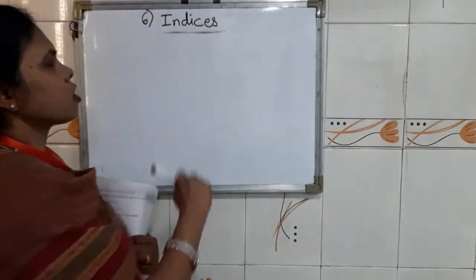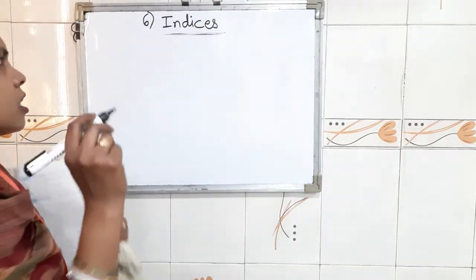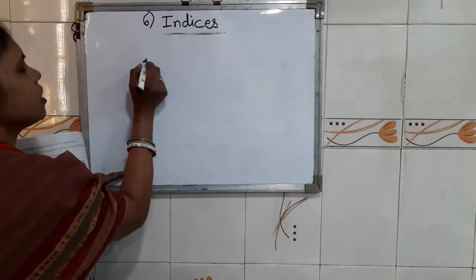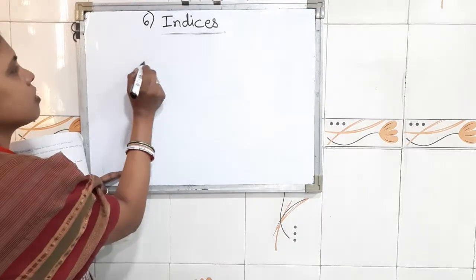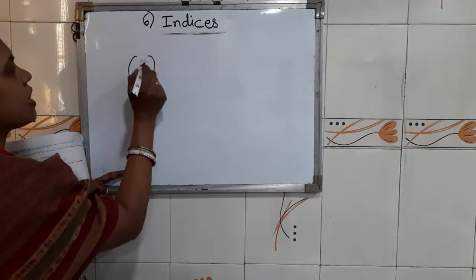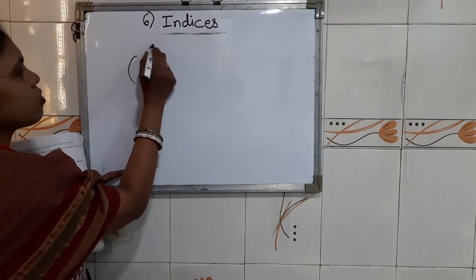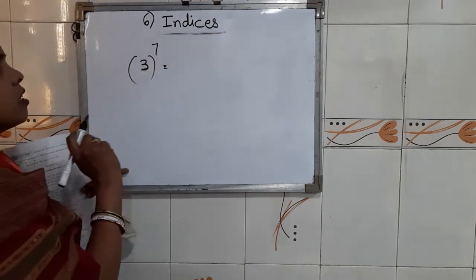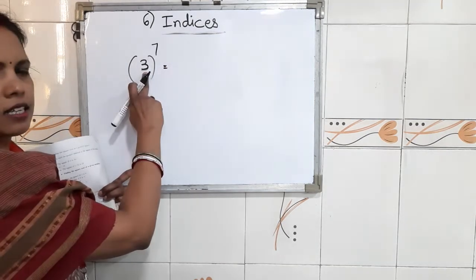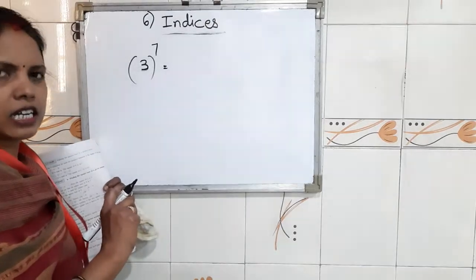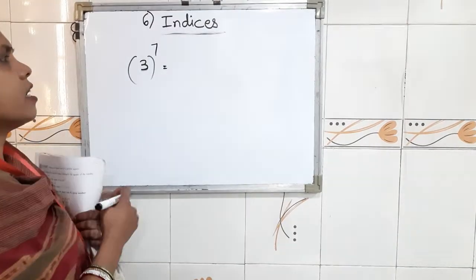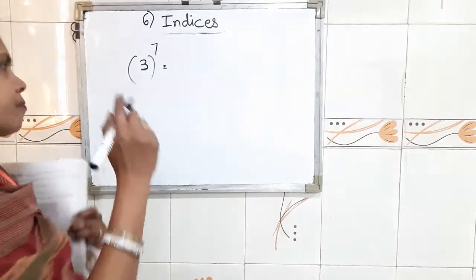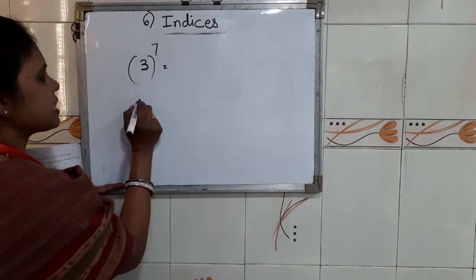In indices we had completed this: when an integer is given, suppose 3, and the index is given as 7, then 3 is the base and 7 is the index. After that we had completed the case where the base is the same.